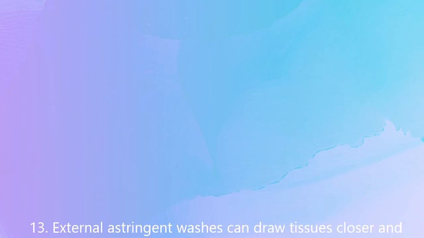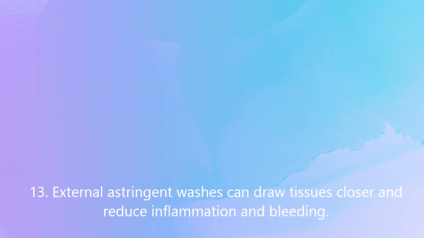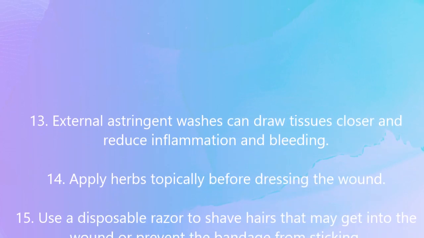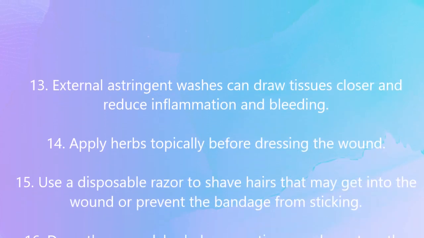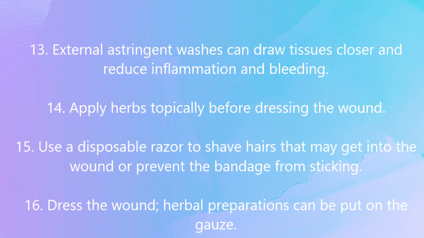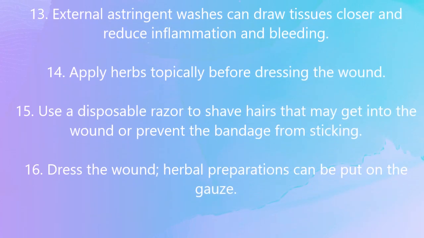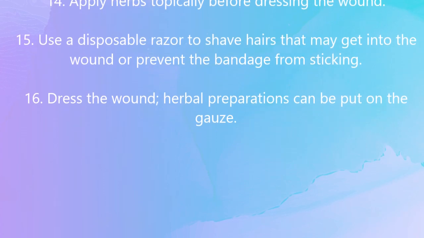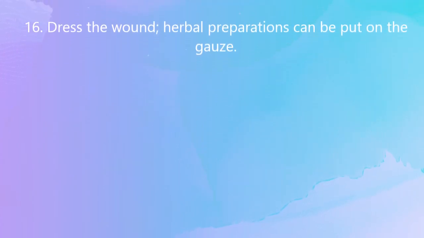External astringent washes can draw tissues closer and reduce inflammation and bleeding. Apply herbs topically before dressing the wound. Use a disposable razor to shave hairs that may get into the wound or prevent the bandage from sticking. Dress the wound. Herbal preparations can be put on the gauze. Avoid making the dressing too wet as this will impede the healing process.